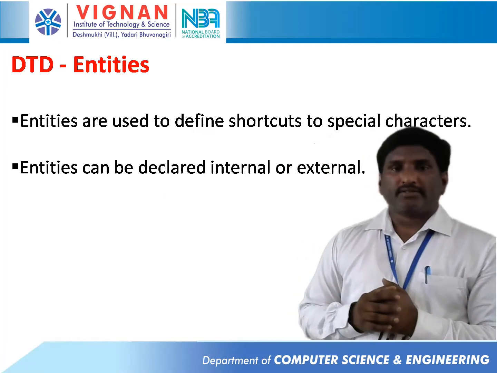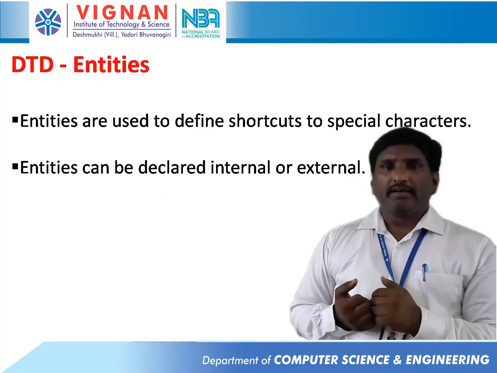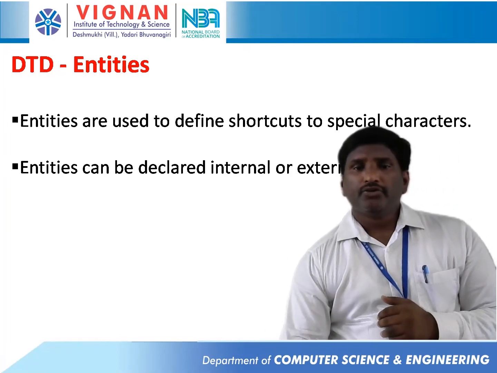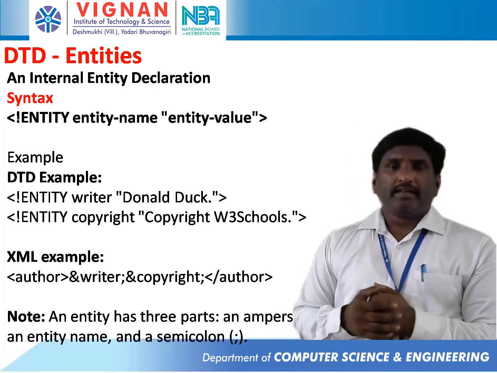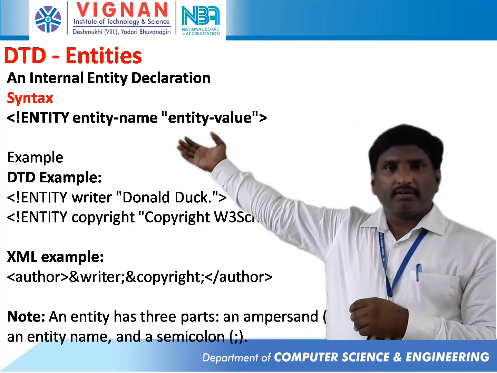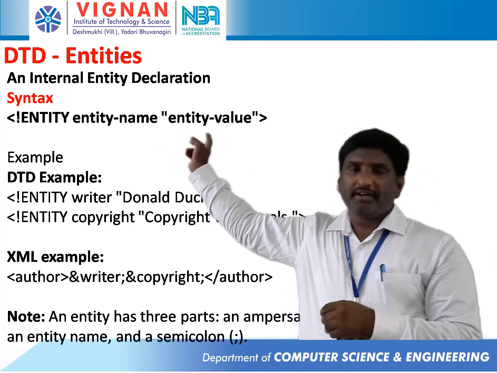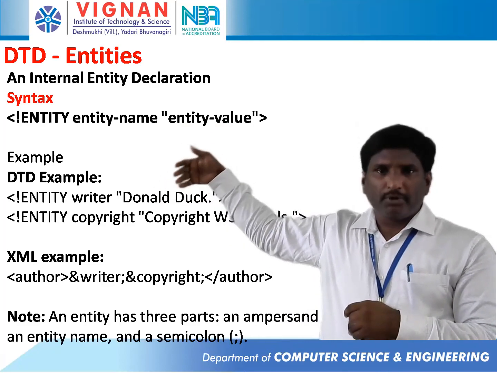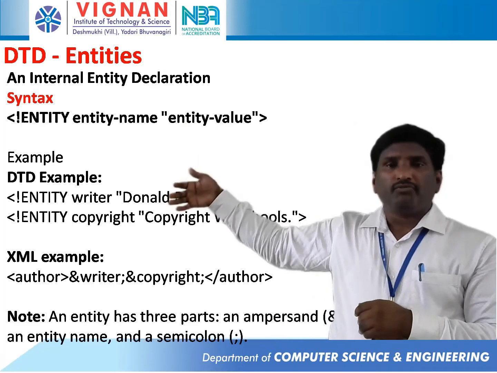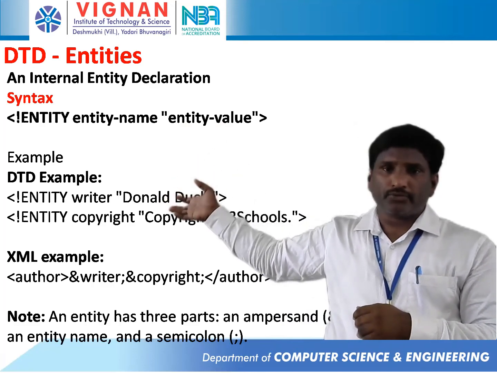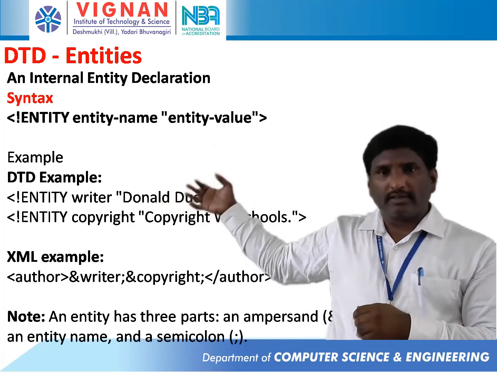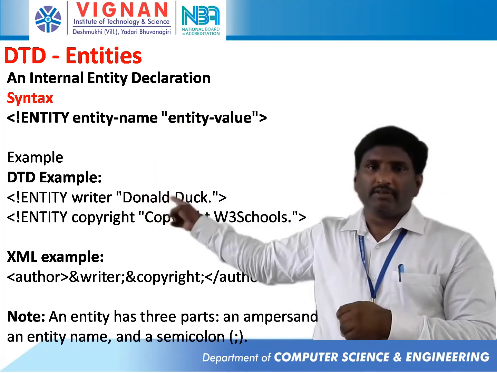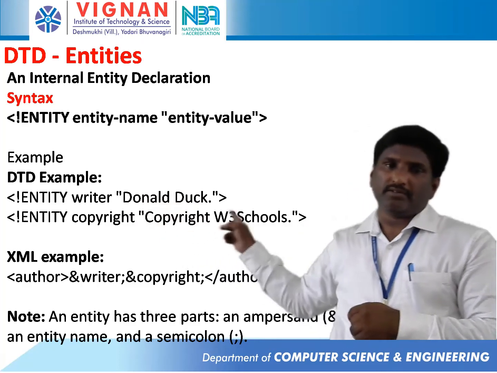Next, entities. We can have user-defined entities, such as special characters. Entities can be declared internal or external. Here is the internal entity declaration using the ENTITY keyword, entity name, and entity value. We already discussed this; the only difference is that we are discussing the building blocks of DTD, that is, how to write DTD for XML elements, XML attributes, and entities. Here writer is the reference and the value is this; copyright is the reference and the value is this.